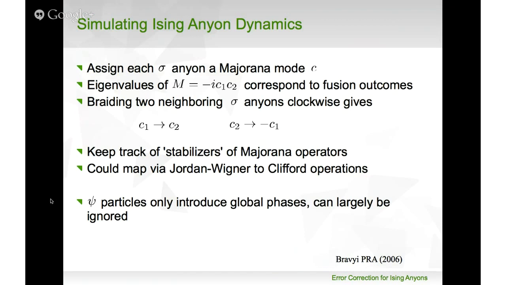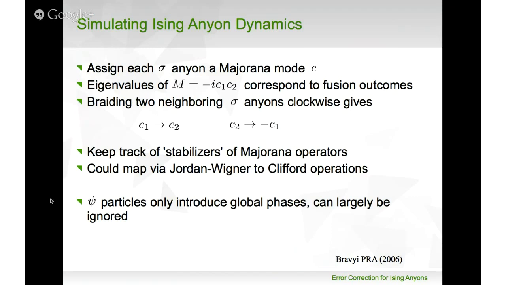On the other hand, these sigma particles, large collections of these sigma particles, if I have n of them, there's a 2 to the n minus 1 because of the global charge constraint. There's a Hilbert space of that dimension, and so if I want to simulate these things, I need a better way to keep track of them than brute force. So there's something which is essentially stabilizers. I mean, it is just stabilizers.